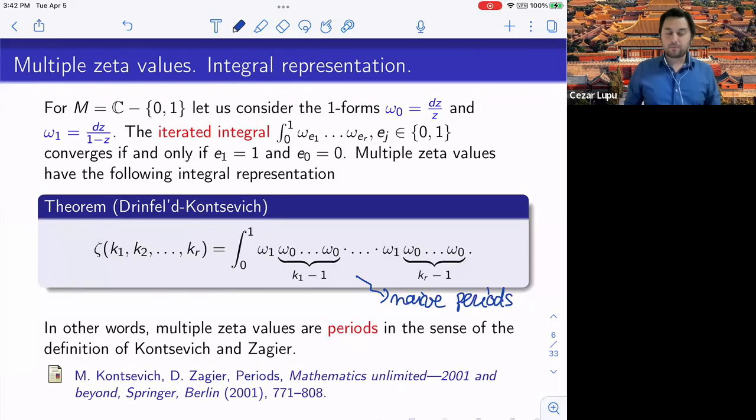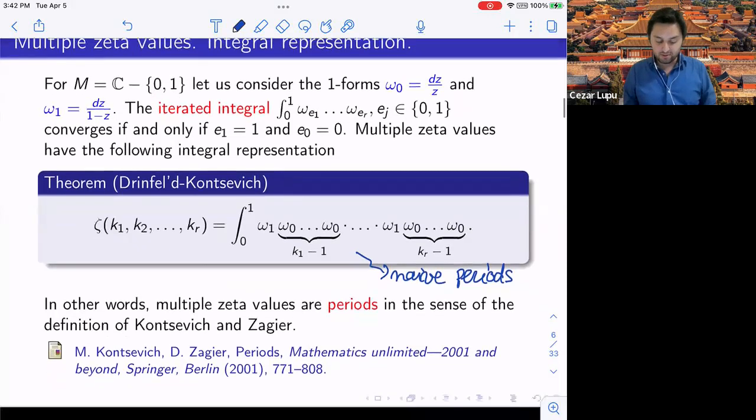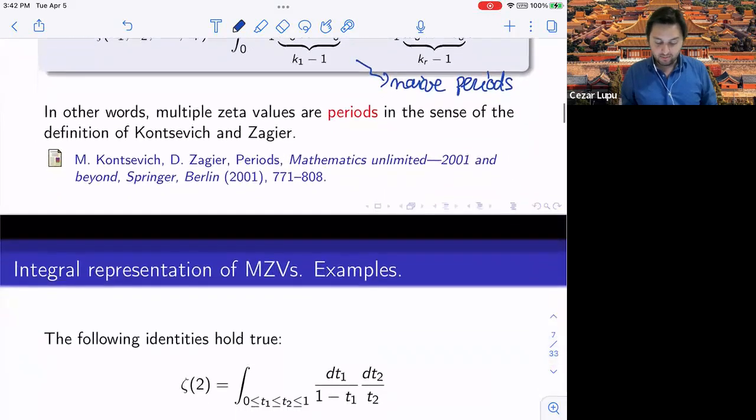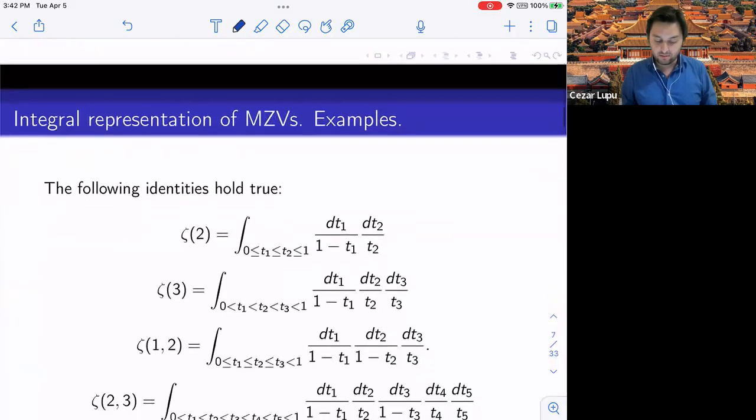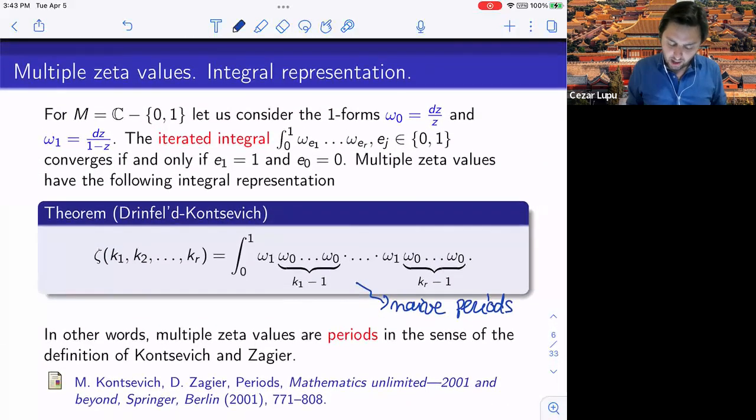So, since we have this kind of representation, we can multiply two single zeta values. And in fact, we will not multiply their series representation, we'll multiply their integral representation. So we can do the same thing. For example, let me give you some examples. Here I just want to mention that we can represent multiple zeta values in terms of this.